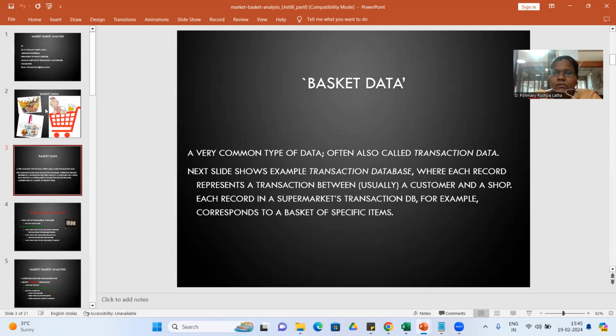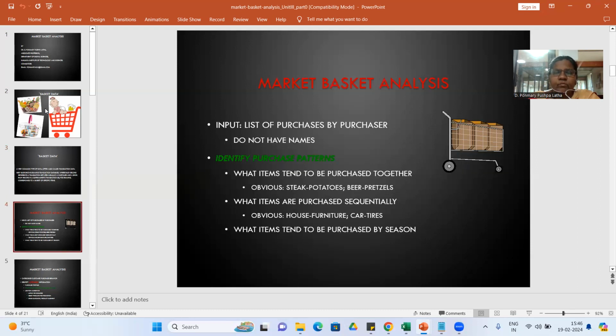So every time you go to the departmental store, you are collecting the information, the items you are collecting, and those items are called transaction data. For example, if you are selecting a pen, that is transaction data, how many quantities you are selecting. If you are selecting a pencil, that is transaction data, how many quantities you are selecting.